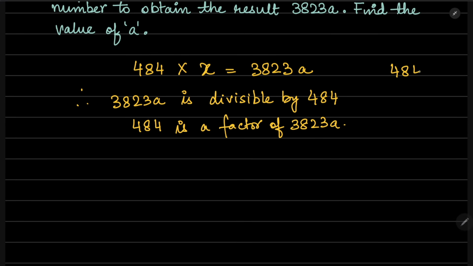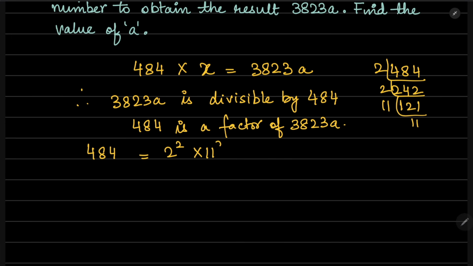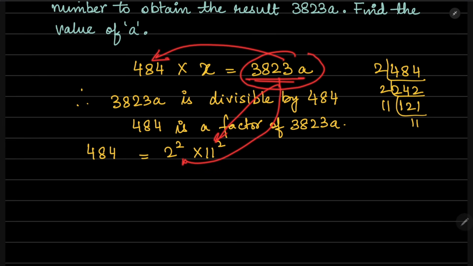When you are doing the prime factorization, start with 2. So 2 times 242, 2 times 121, and 11 elevens are 121. So 484, when you factorize it, is 2 square multiplied by 11 square. So what does it mean when I say that 484 is a factor of 3823A? That means if 3823A is divisible by 484, then the same number should also be divisible by 2 and 11, because 2 and 11 are the only prime factors of 484.